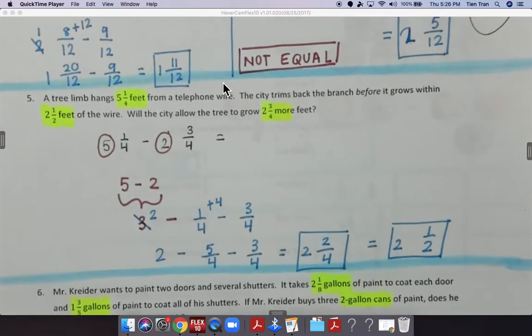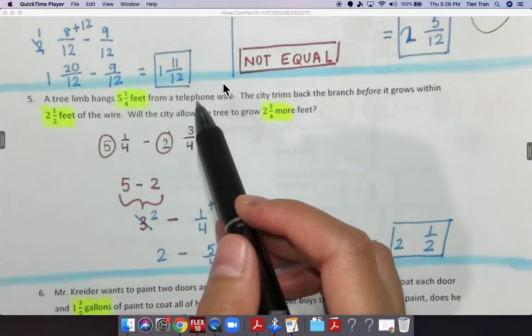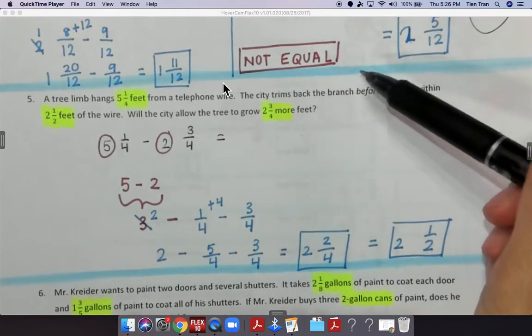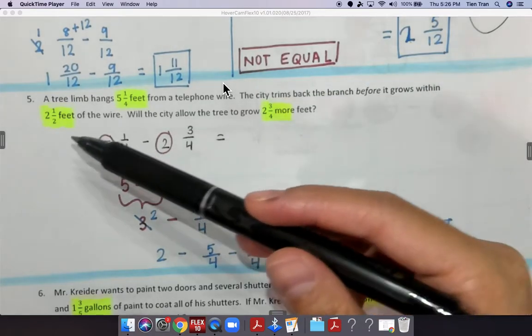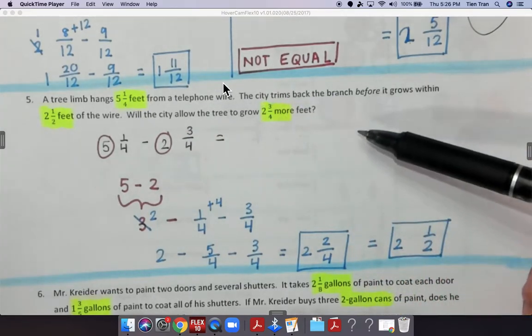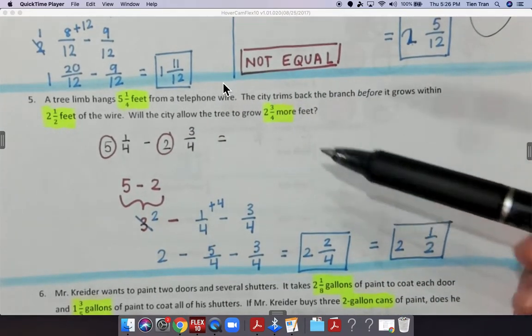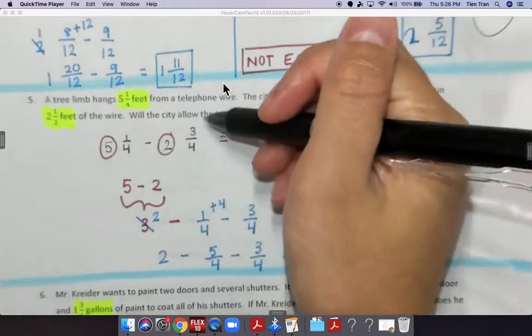For problem number 5, it says here, a tree limb hangs 5 1/4 feet from a telephone wire. The city trims back the branch before it grows within 2 1/2 feet of the wire. Will the city allow the tree to grow 2 3/4 feet more? To figure that out, I need to make sure I subtract 5 1/4 minus 2 3/4.